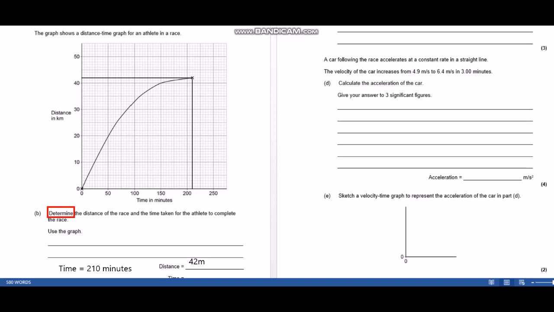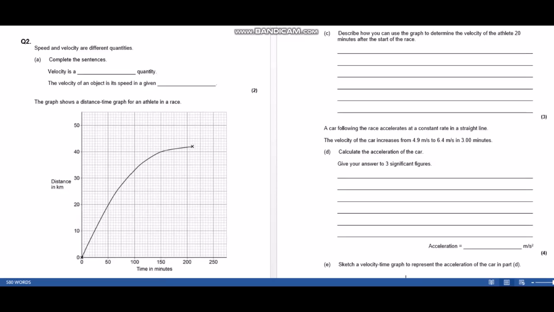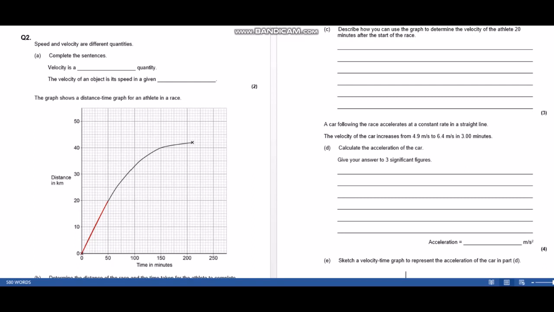Okay, get the answers down as they will disappear in a second as I move on to question 2C. So 2C, describe how you can use the graph to determine the velocity of the athlete 20 minutes after the start of the race. So I've just drawn a straight line which is a tangent to the curve at 20 minutes.